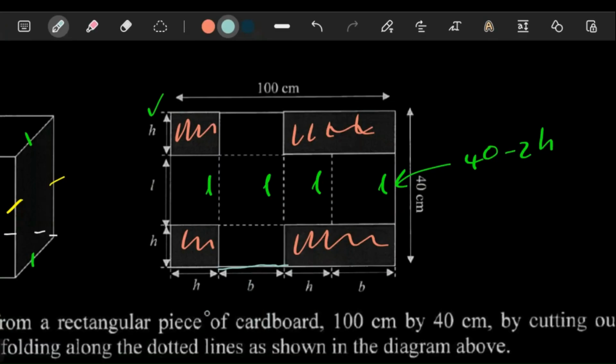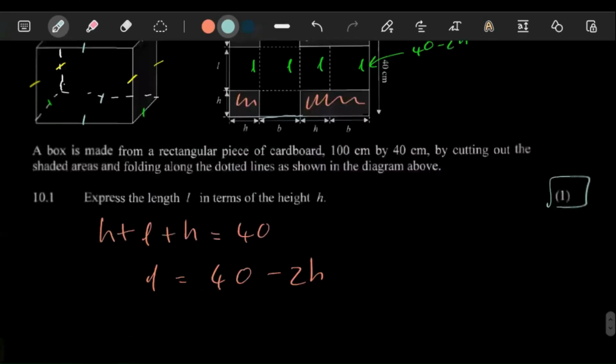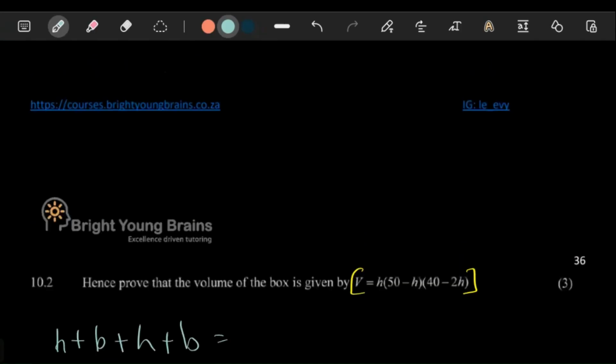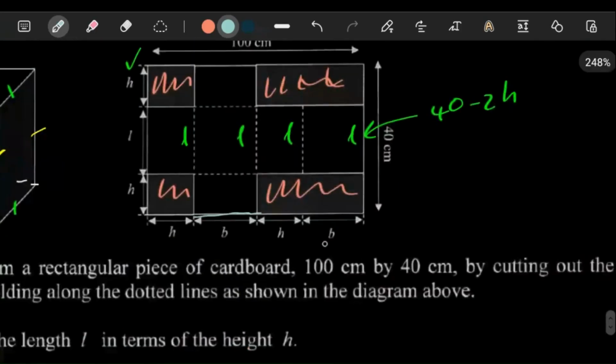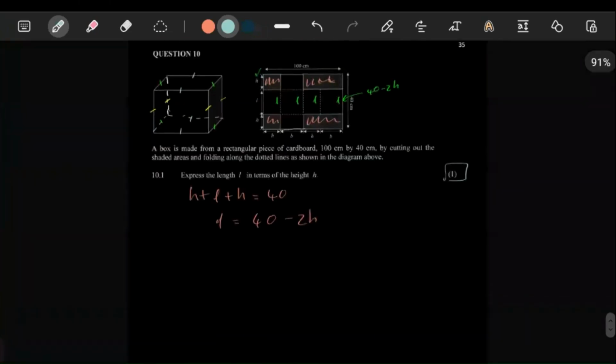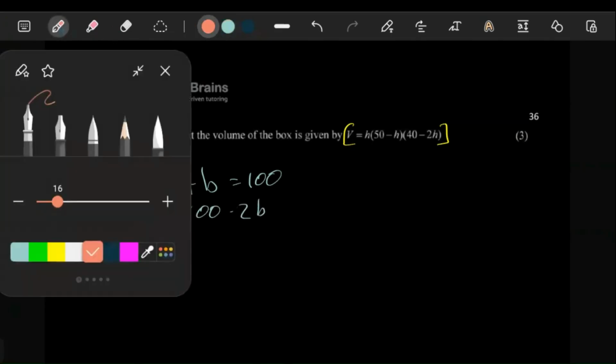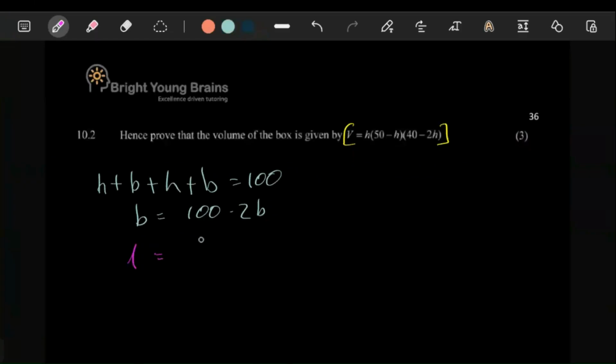So if the whole thing is 100, let me write it down here so that we can get a value for B. We saw that H plus B plus H plus another B is equal to 100, you see. So we want the value of B in terms of H. This is going to be 100 minus 2H, divided by 2. So we have our 3 unique lengths, you see. Our value of L is just 40 minus 2H. Our value of H is just H. These are the 3 unique lengths.